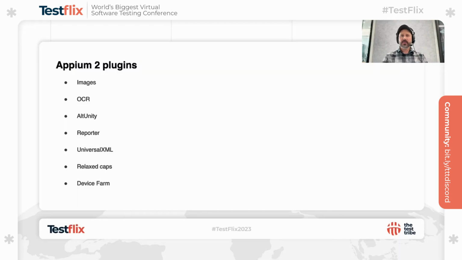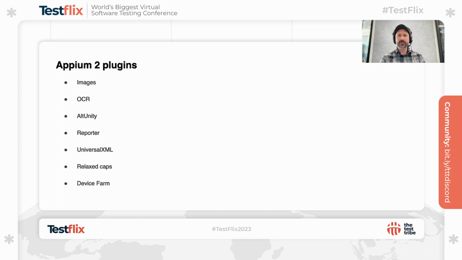Now let's move on to talk about plugins. Plugins are bits of software that can modify the way that the Appium server works. They can do pretty much anything. So if you have any idea for how you want to change Appium to make it work differently, you can probably build that into an Appium plugin.